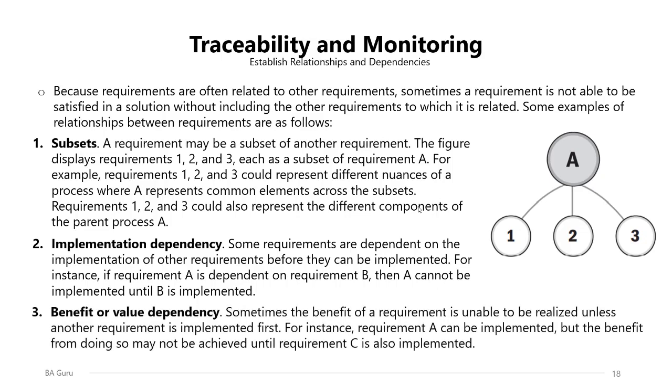The third type is the benefit or value dependency. Sometimes the benefit of a requirement is unable to be realized unless another requirement is implemented first. For instance, requirement A can be implemented, but the benefit from doing so may not be achieved until requirement C is also implemented. So it's again a dependency, but it will not rely on the implementation. It will rely on the benefit or the value.